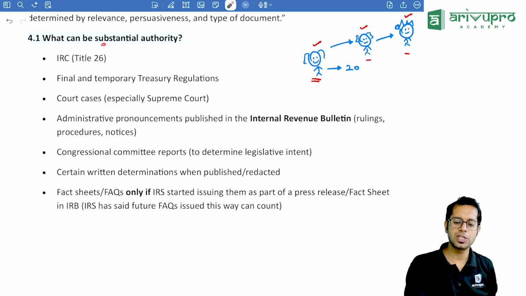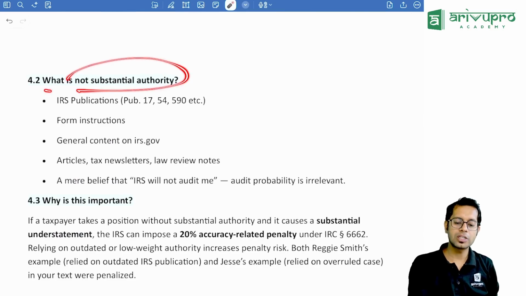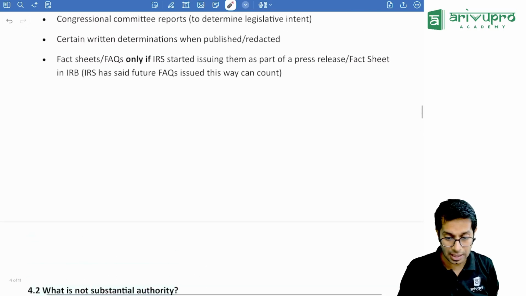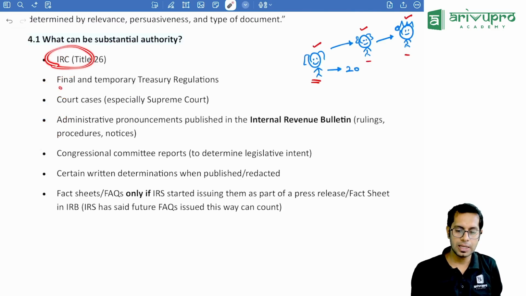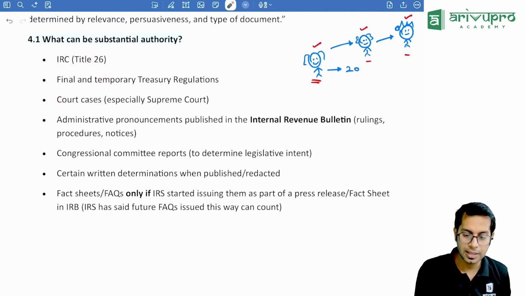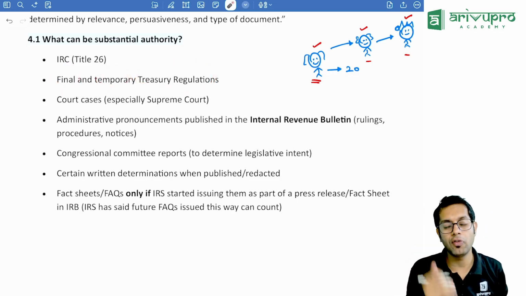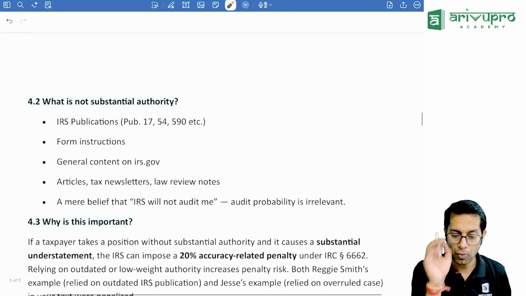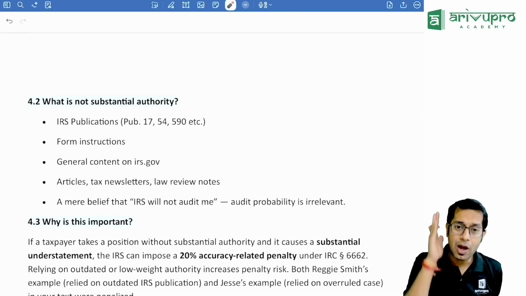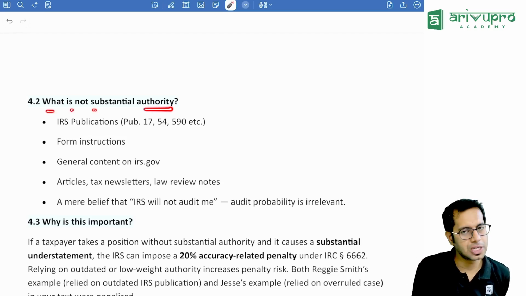So substantial authority: who will have more substantial authority, we are going to study about all these points. What is not substantial authority, meaning what will not have weightage? These are the different authorities which will have weightage. But who will have more weightage? The highest level of weightage will be given to the IRC. Now among these also, in treasury regulations, you will see that there are regulations of 3 different types. Which regulations will have more weightage? We'll study all those points. But what do you mean by substantial authority? Meaning what will have more weightage? That is what this point is saying. What is not substantial authority?